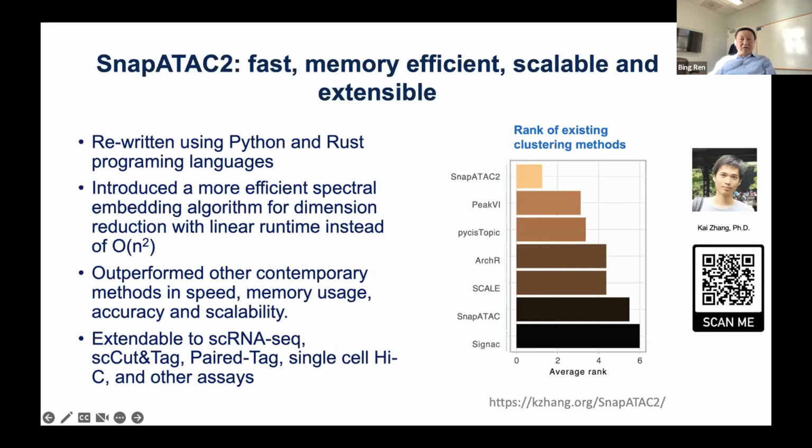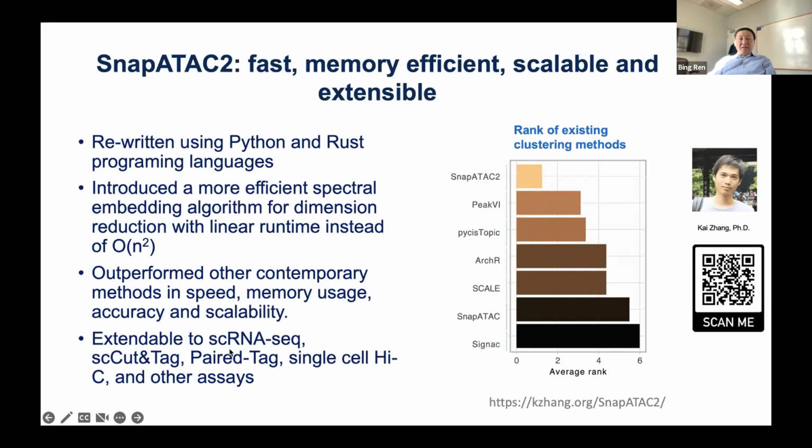So the idea is this: what Kai did was introduce a more efficient spectral embedding algorithm that has a linear running time relationship to the number of nuclei, instead of n squared. So that vastly improved the memory efficiency and the speed. And when he compared the performance, this new SNAP-ATAC 2 achieves incredible performance in terms of accuracy, retaining the same accuracy advantage as the original SNAP-ATAC version, but achieving much better performance compared to all the other available single-cell ATAC-seq processing tools.